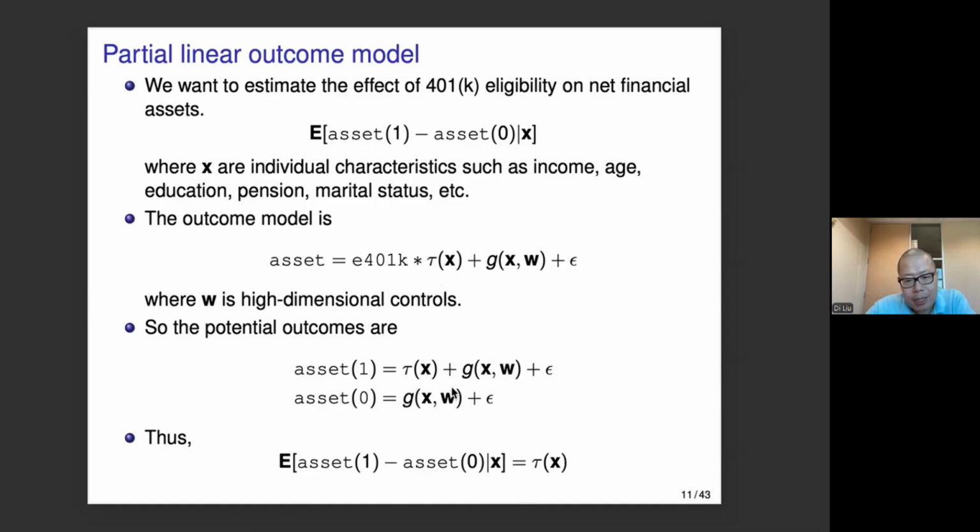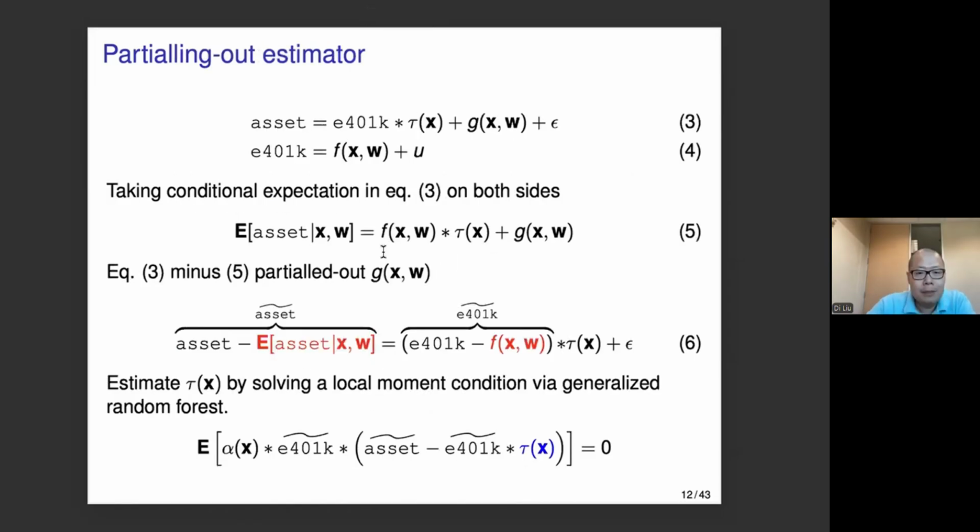By the way, I do not see any parametric assumptions on tau(x). We don't say whether tau(x) should be linear or what it should look like. We didn't impose any assumption on tau(x). Then how do we estimate this tau(x)?